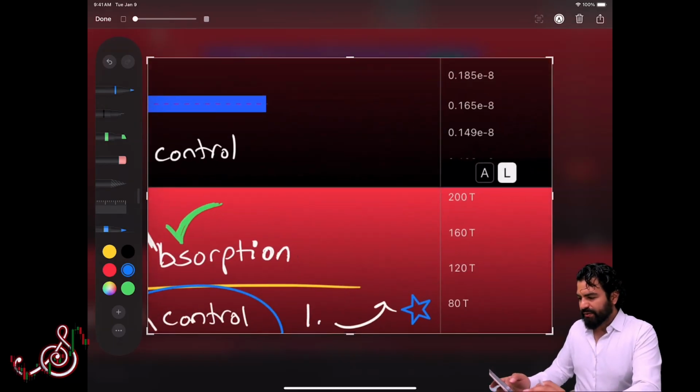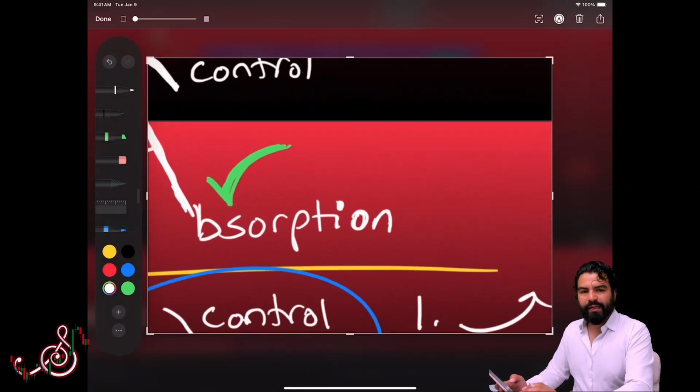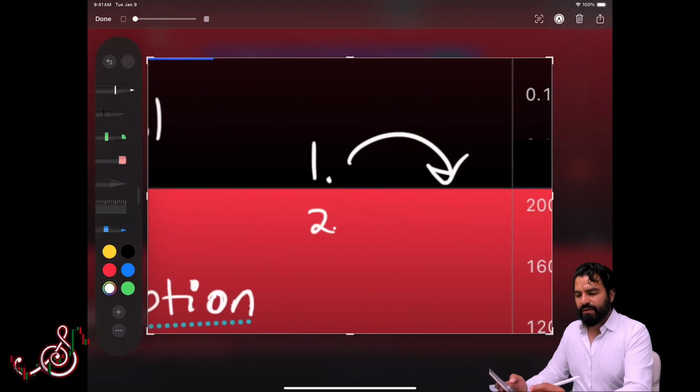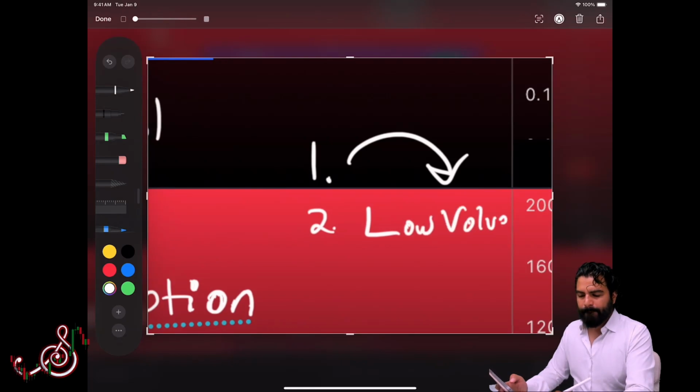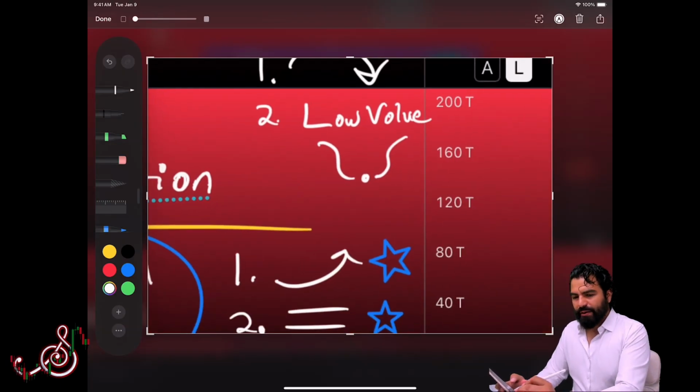For absorption, we need the following. A winning condition would need a decrease in volume. Number 2, we would need low volume, which is the aggregately low symbol. Or what I'm now calling number 3, no demand.